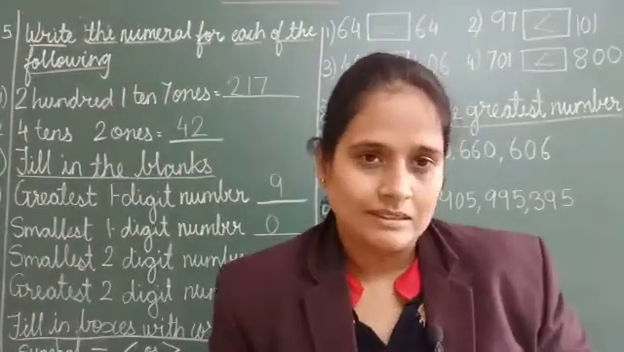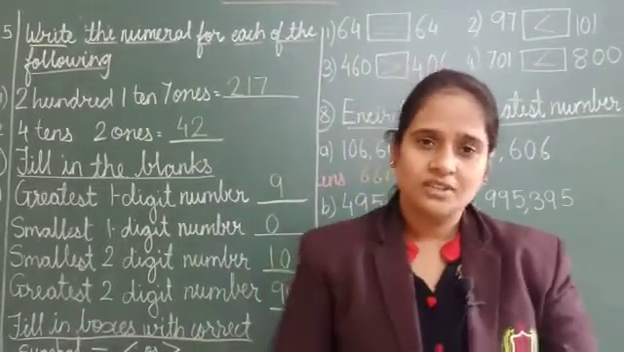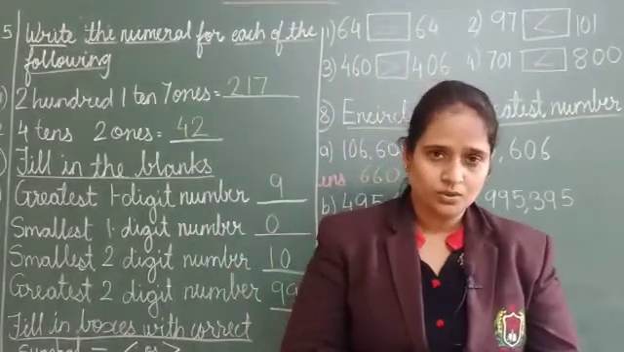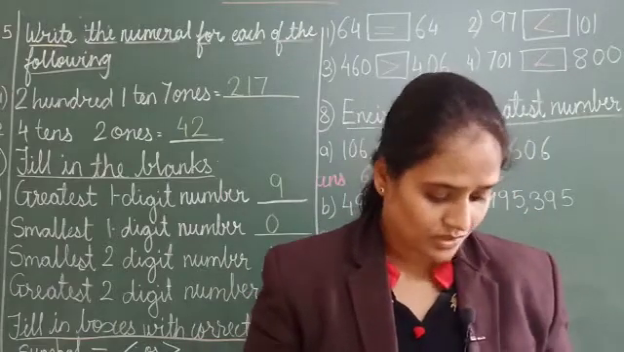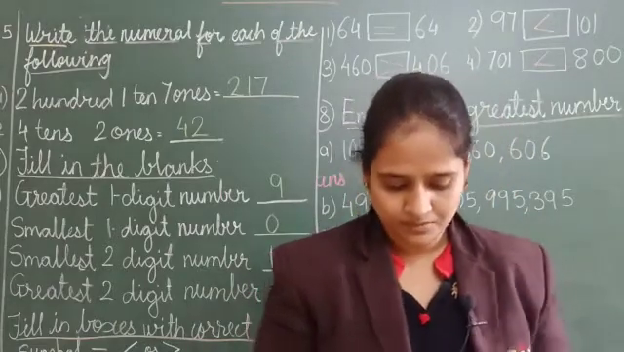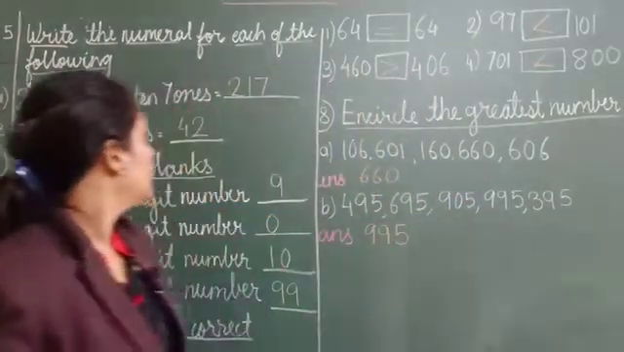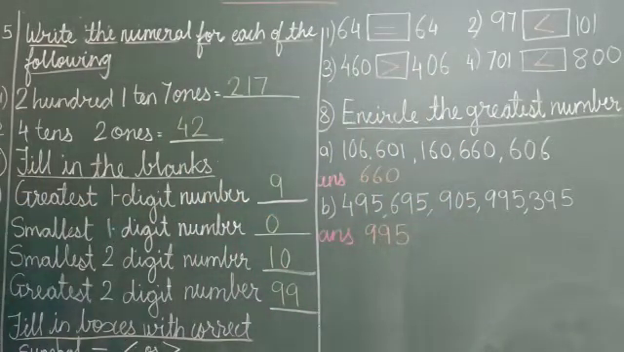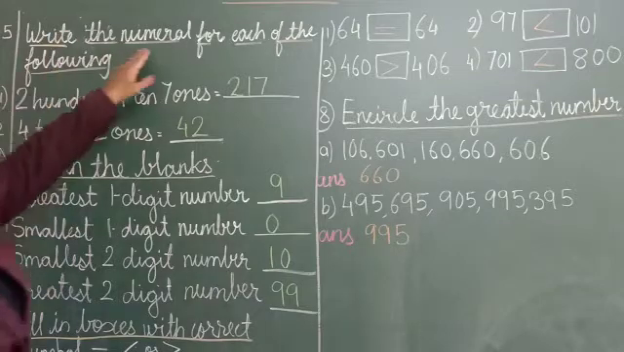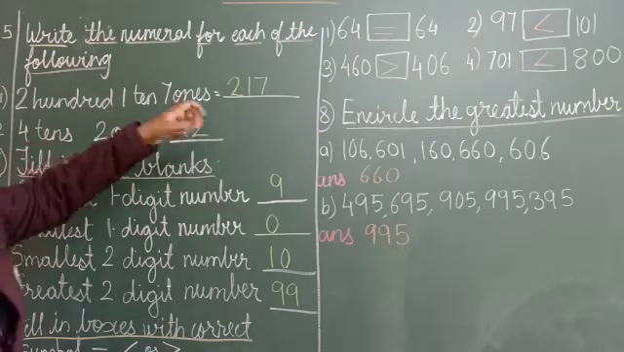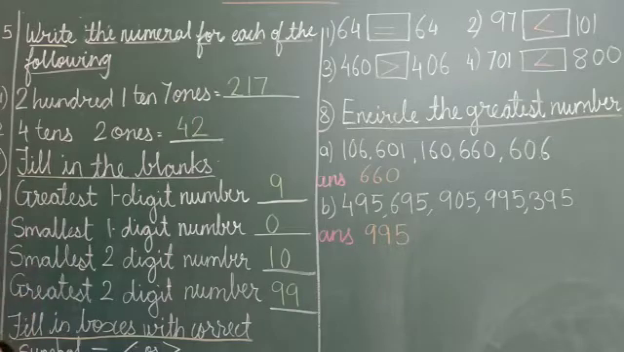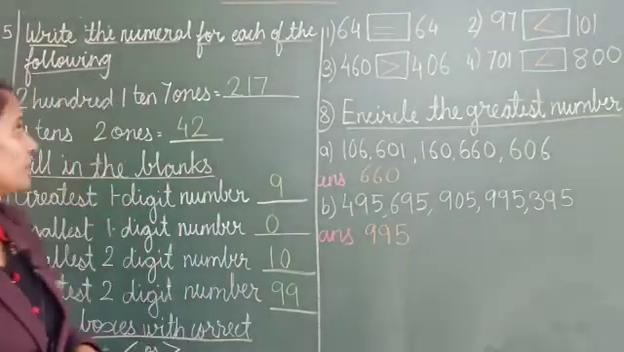Hello everyone. In the last video of the math subject we covered up to question number 4. Now we'll come to question number 5. It's on the same page, page number 1. In this we have to write the numeral for each of the following. In expanded form they have given 2 hundreds, 1 tens and 7 ones, and you have to write it in numerical form.